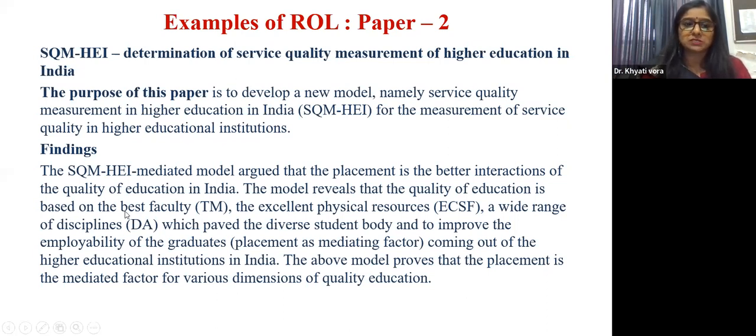So the model, but this is not direct. The model reveals that the quality of education is based on the best faculty, excellent physical resources, and a wide range of disciplines. You give a number of disciplines and knowledge to the students, which paved the way for a diverse student body and improves the employability of the graduates coming out of the higher education institution. The above model proves that placement is a, now we want to prove it.